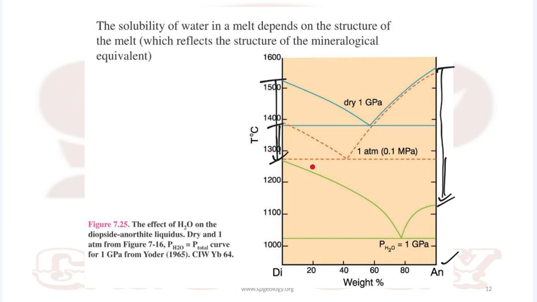And here everything will be lowered. That means solidus will lower, liquidus will lower, utility temperature will lower. Everything will be lowered due to addition of water. The addition of water is inversely proportional to the melting temperature. The more the water added, the more the melting temperature will decrease.